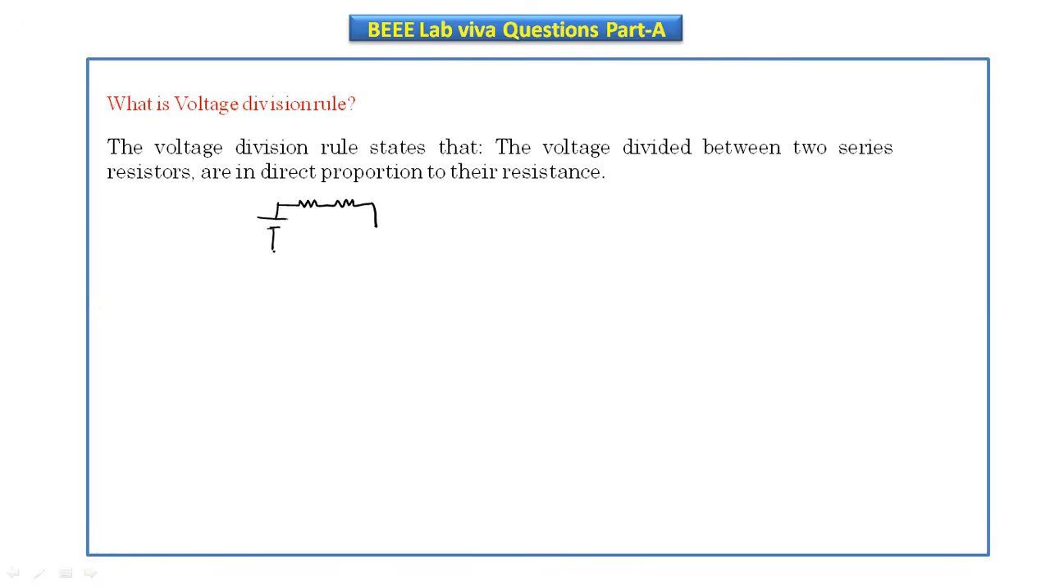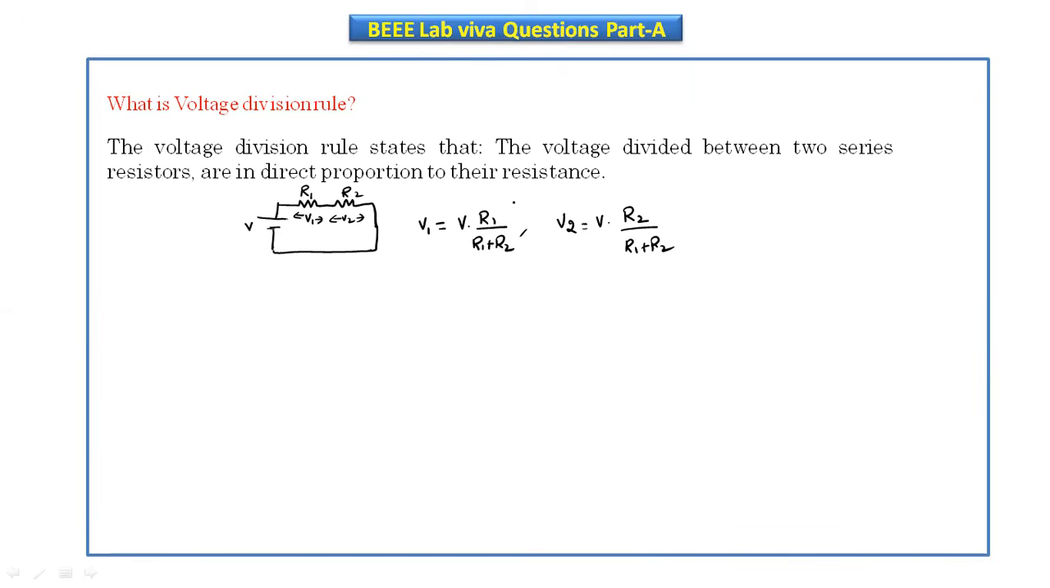Suppose there are resistors in series with a total voltage V. Assume they are R1 and R2, with voltage drops V1 and V2. By using this voltage division rule, we can find the voltage drops V1 and V2. V1 is equal to the total voltage V times R1 divided by R1 plus R2. Similarly, to find V2, it is the total voltage V times R2 divided by the sum of the resistances. Like this, we use the voltage division rule.